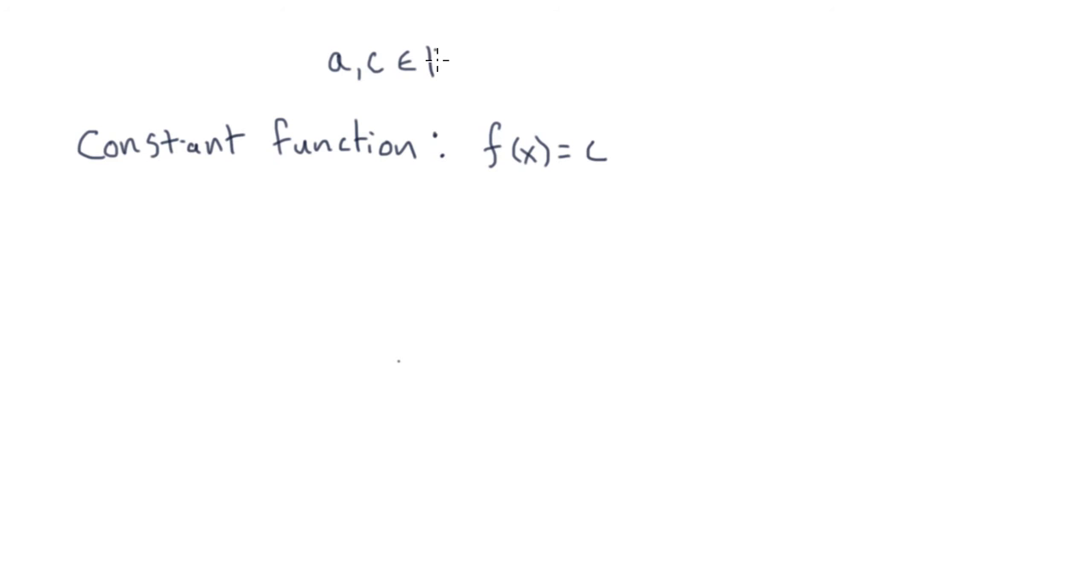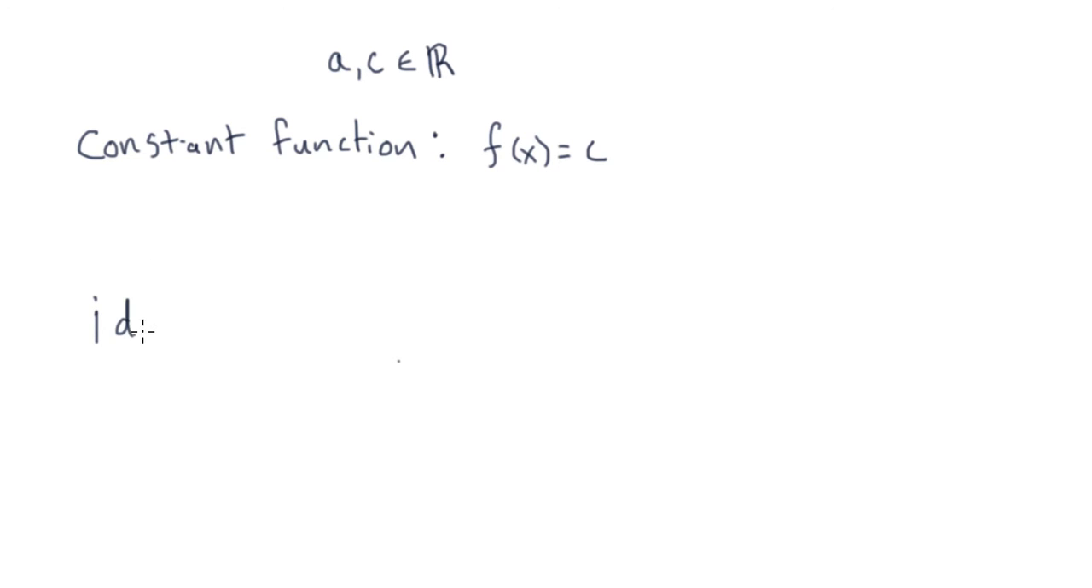Okay, so let's look at two very special types of functions. Let's look at a constant function. So recall that a constant function is just f of x equals c. And for both of these examples, a and c will just be any real number. So it's just kind of a representative example. So we have a constant function, f of x is equal to c.